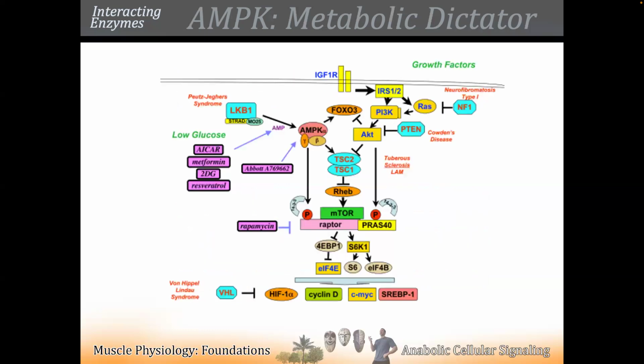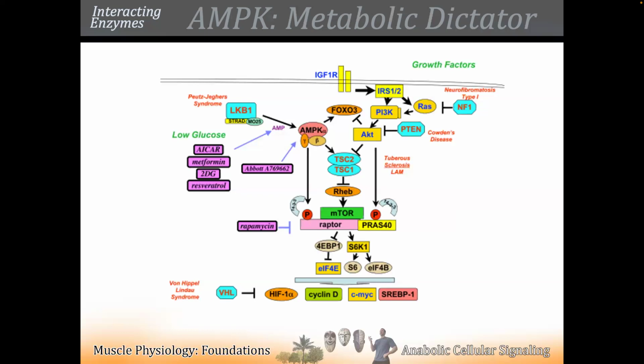Here's an even more comprehensive look at AMPK and its interactions. On the far left, you can see some exogenous activators, ICAR, metformin, resveratrol. We'll talk about those in just a second. But for the endogenous stuff in this picture, you can see the gamma and beta subunits on AMPK. Remember, gamma is where ATP, ADP, and AMP bind. Beta is where glycogen binds.